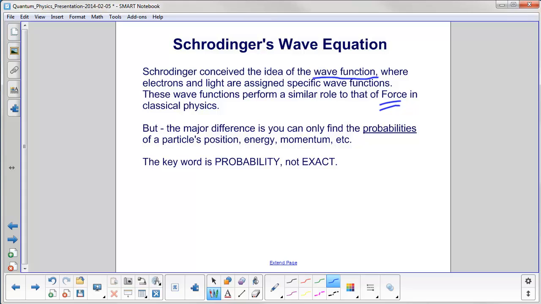There is a major difference, and it's underlined right over here. You can no longer exactly predict what is going to happen. You can only give the probability of something that is going to happen. The key word, probability, not exact.